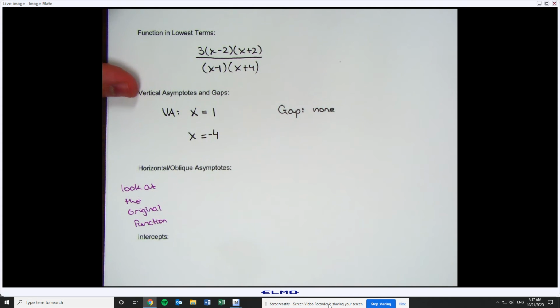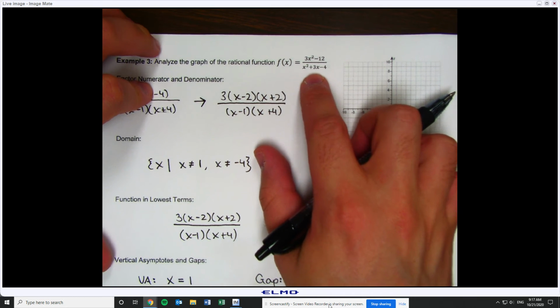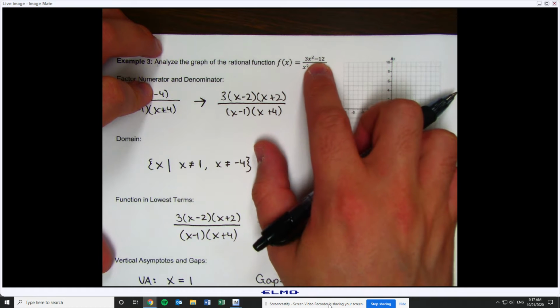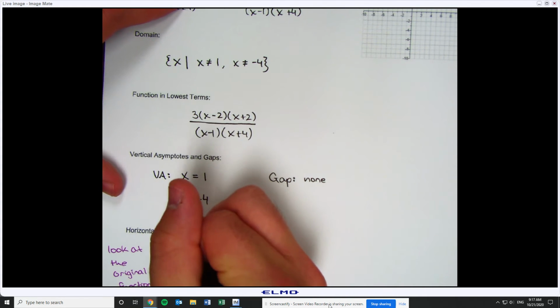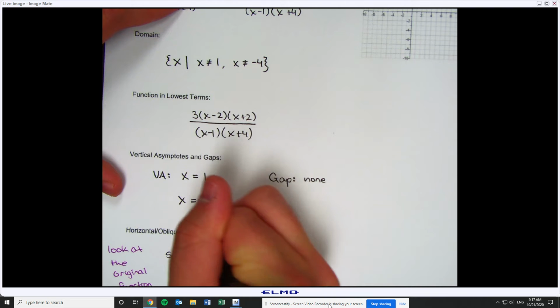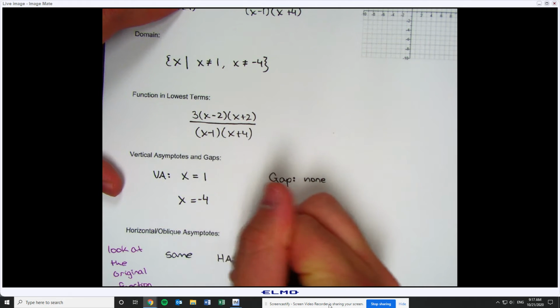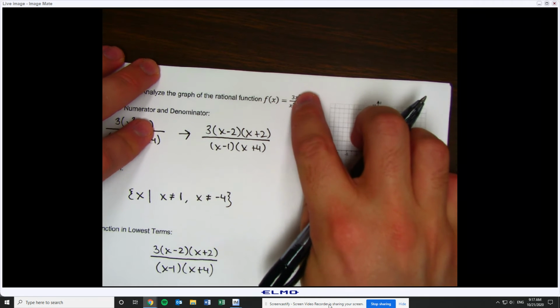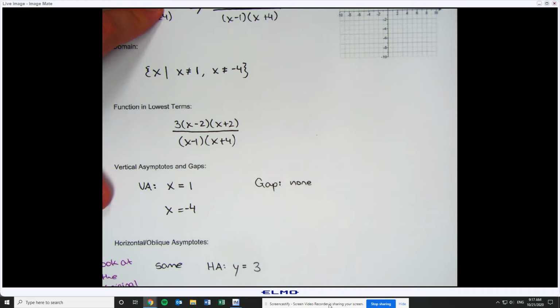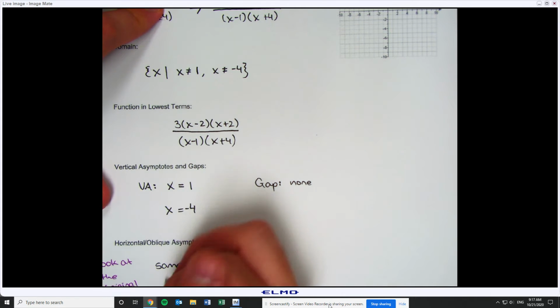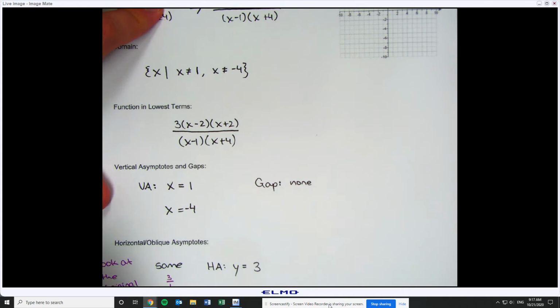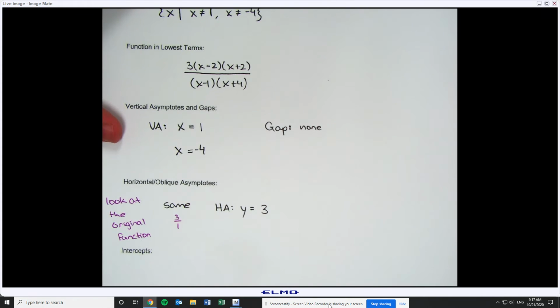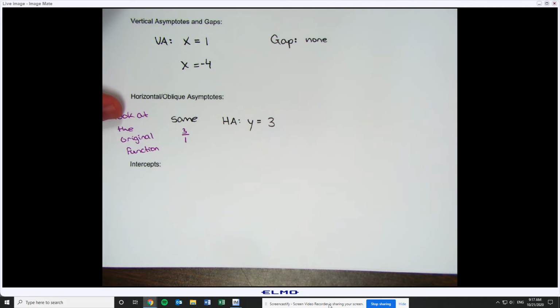So looking at the original function back up here, I see that I have degree 2 on top and bottom, so that means that they are the same. If they are the same, I get y equals the ratio of the leading coefficients, here it's 3/1. So 3/1 just reduces down to 3. All done. And just in case you need it, here you go. That's how I got 3/1. Okay, now for the intercepts.